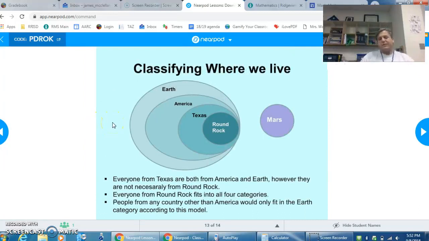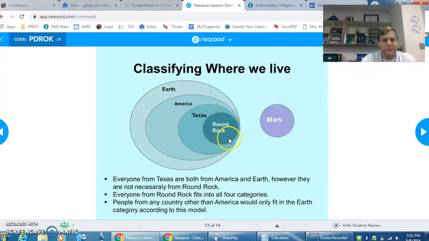So when we're talking about classifying something in its smallest category, if you were going to tell someone where you live, you would say you live in Round Rock. You might say I live in Texas. You probably wouldn't say I live on Earth. That does not narrow it down at all. Most of us would not say we live on Mars. That's going to be your irrational numbers. So everyone in this room, everyone in your house lives on Earth. Everyone that you know lives on Earth.